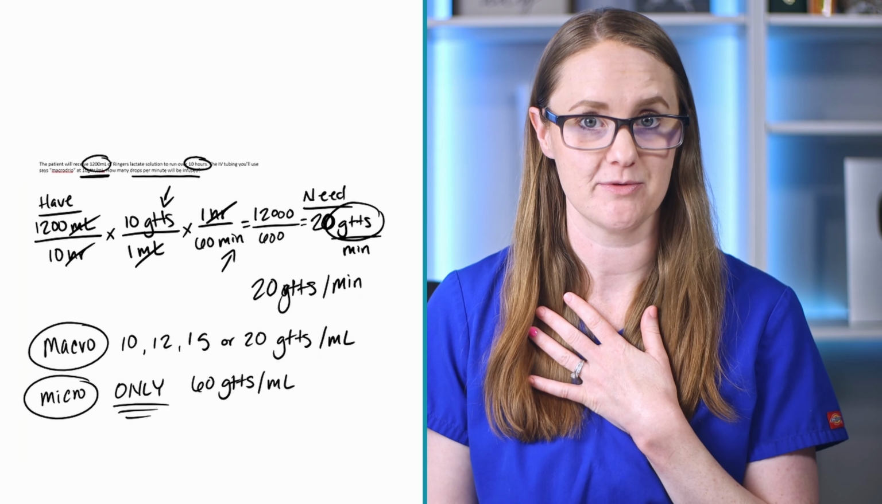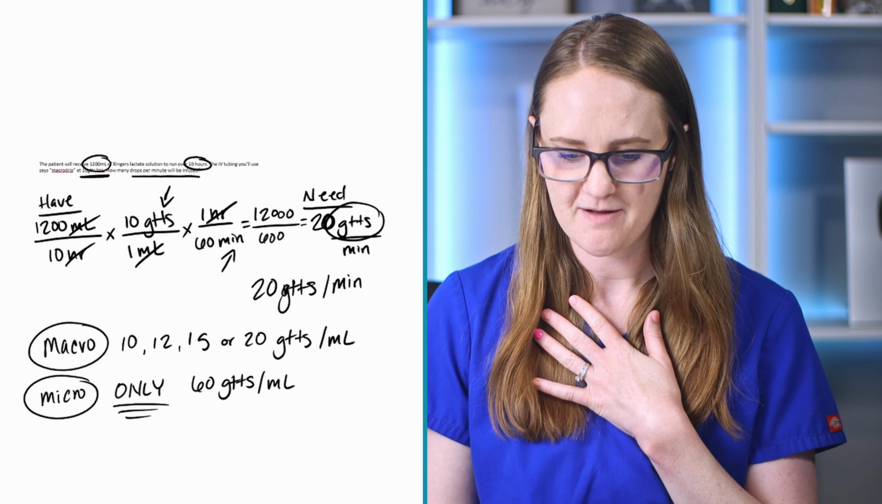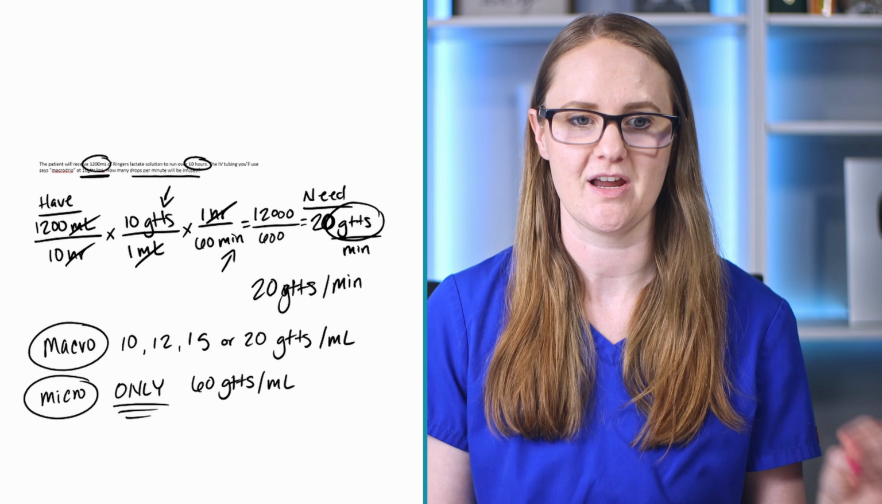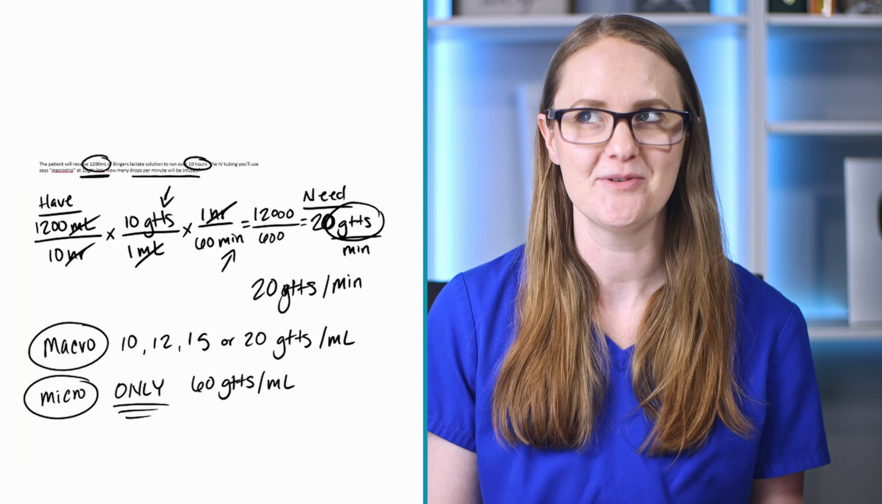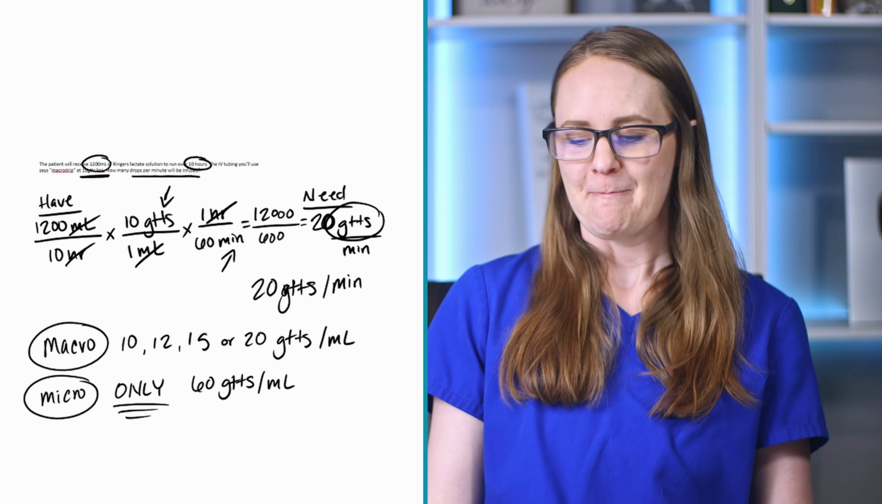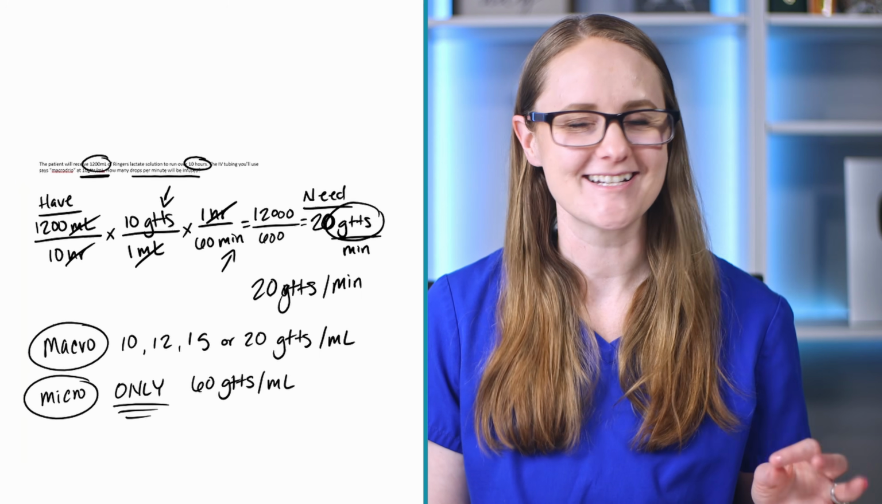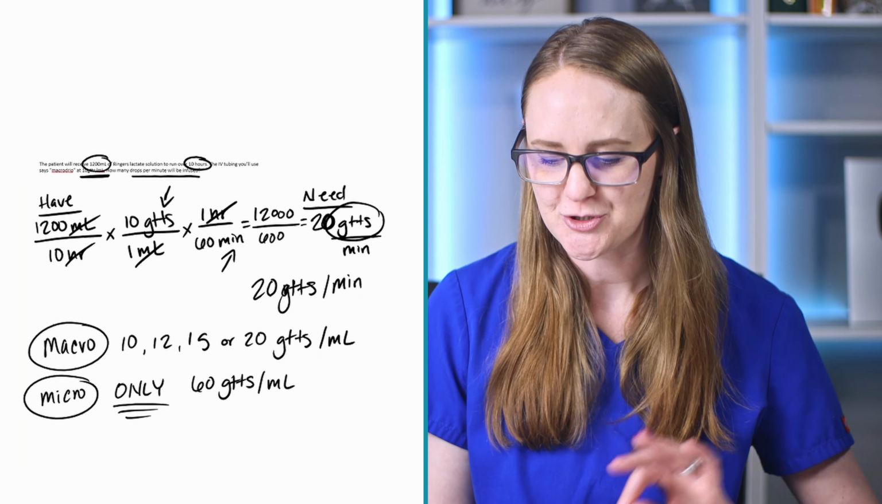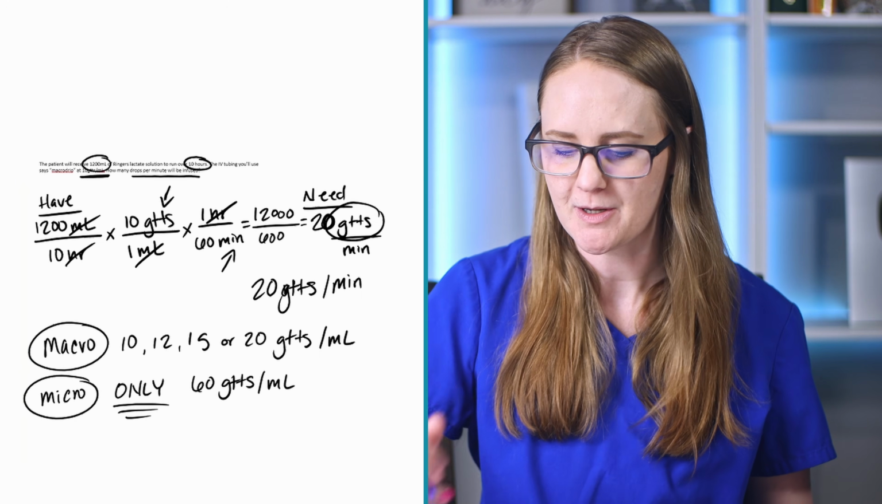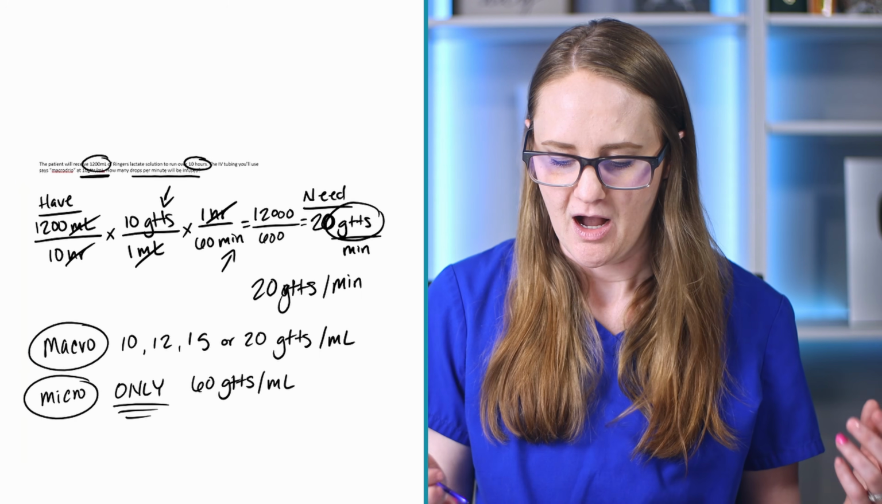That definitely happened when I was in nursing school, when I got to an exam, and man, I just remember thinking, oh, what was that? Like, I know this. What was that number? It's 60, okay? Got it? 60 drops per mil for a micro drip tubing, but macro drip can be 10, 12, 15, or 20.